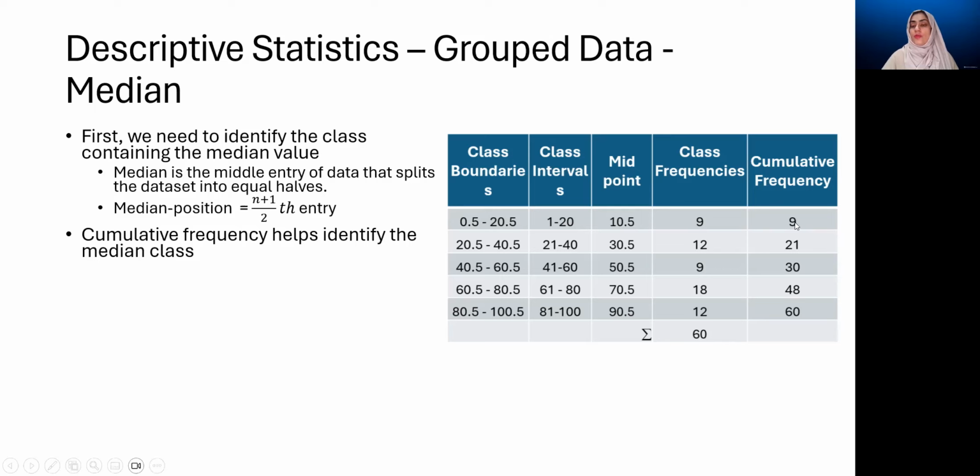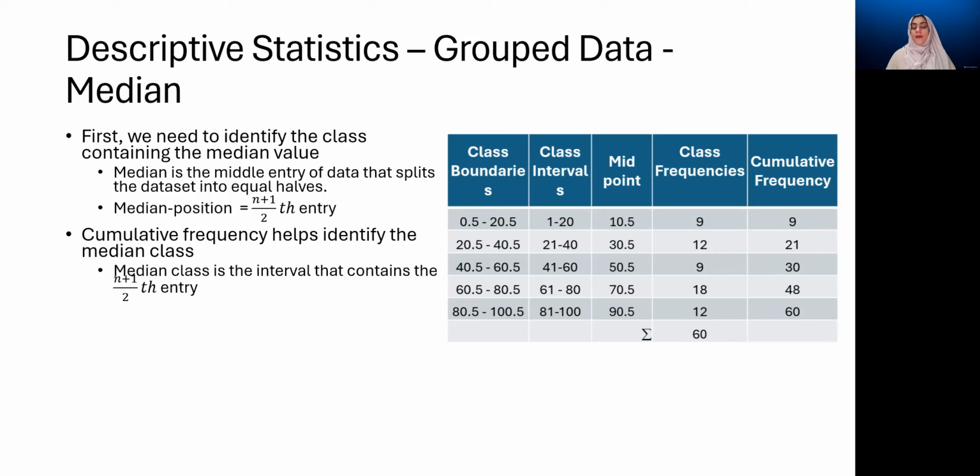It is the frequency of this class and the frequency of the classes preceding it that we add together. So for the first class, the frequency is 9. For the second class, the frequency is 12, but the cumulative frequency is 12 plus 9, 21. For the third class, it is 9 plus 21 equal to 30, and so on. The cumulative frequency of the last class should be equal to the total frequency, the total number of elements in your data set.